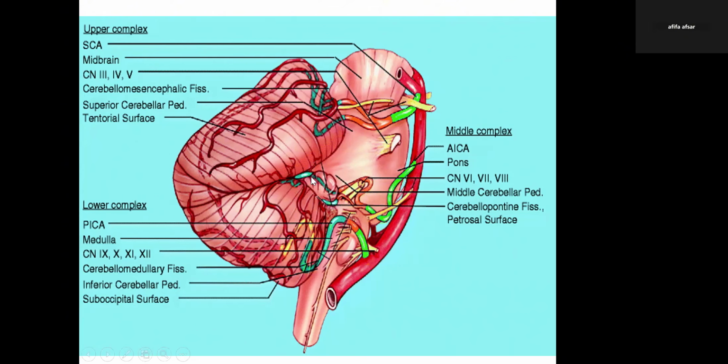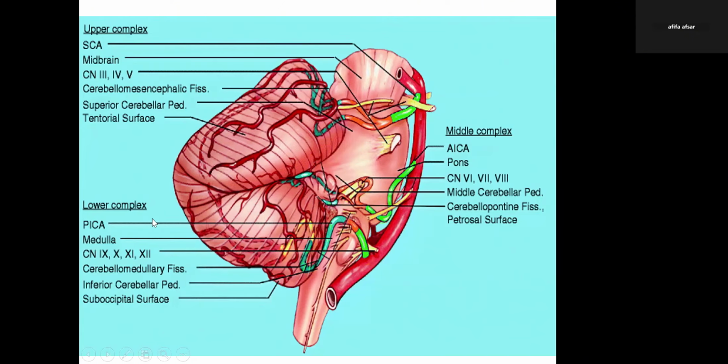which is present at the base of the CP angle. And from the lateral surface, we have the 7th and 8th nerve complex, which lie in close proximity to each other. The fissure that is present is the cerebellopontine fissure, which means the fissure between the cerebellum and the pons. And the surface of the cerebellum that is involved is the petrosal surface.